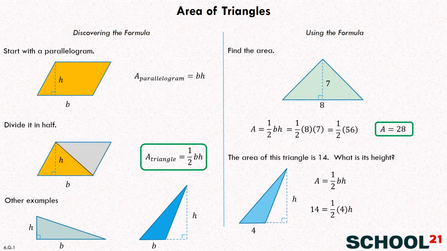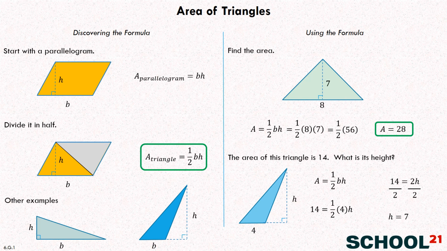Okay, what's half of 4? 2. So we can say that 14 equals 2h. Does that look right so far? Yeah. Okay, then what would you do in order to solve for h? That 2 is bugging you and it's multiplying, so you have to do the opposite. Divide both sides by 2. Okay, what's 14 divided by 2? 7, so h equals 7.